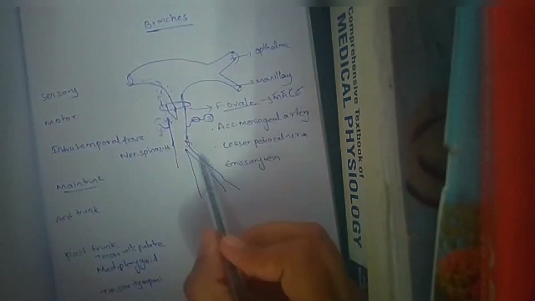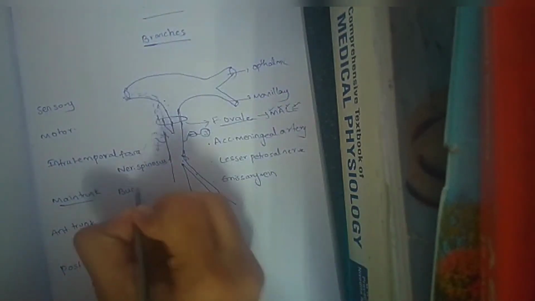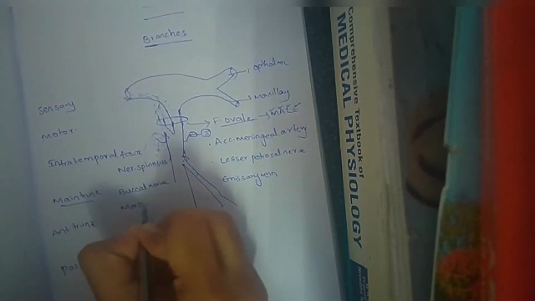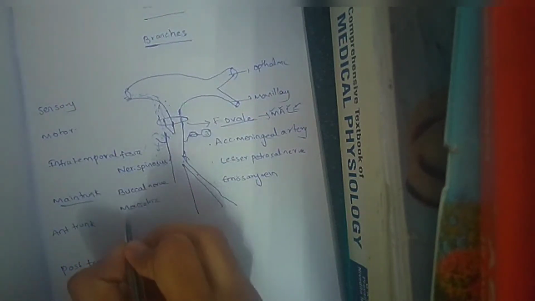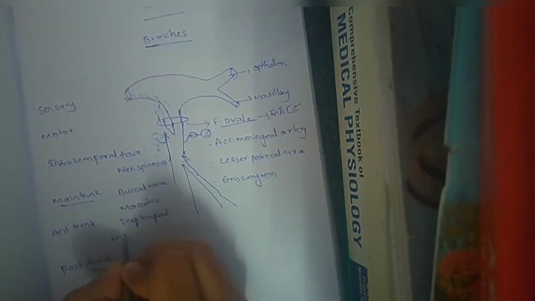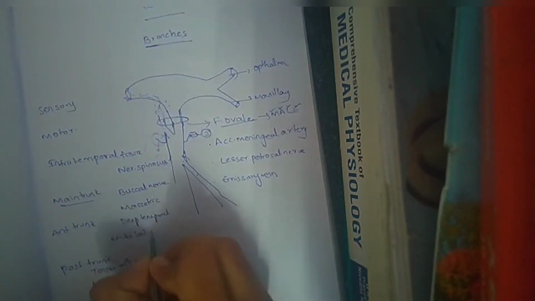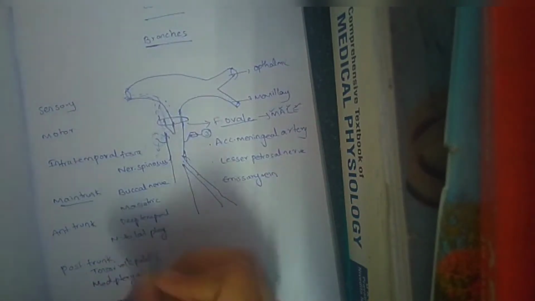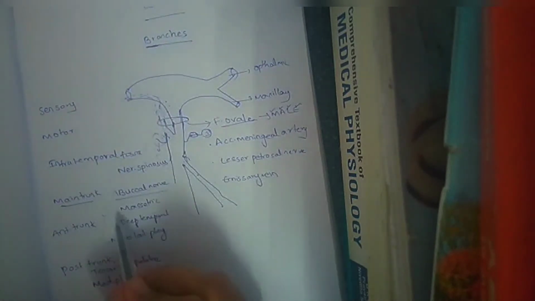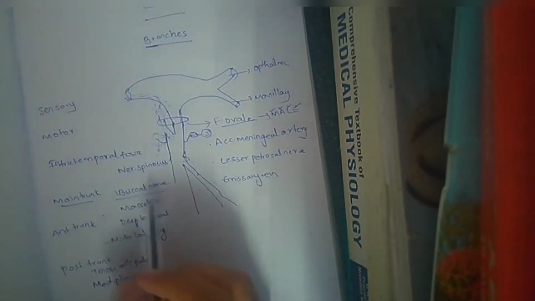Now, branches from the anterior trunk are buccal nerve, masseteric nerve, deep temporal nerve, and nerve to lateral pterygoid. Out of these four branches, buccal nerve is the sensory nerve and the remaining three are motor nerves.